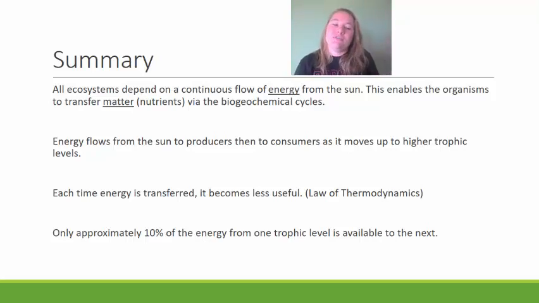So that energy flows from the sun to producers, then to consumers, and it moves up through the trophic levels. And each time energy is transferred, it actually becomes less useful. This is discussed pretty thoroughly in the laws of thermodynamics, and you should have learned about those in your past chemistry classes. And again, only about 10% of the energy is moved from one trophic level to the next. The rest, so about 90%, is actually just lost in that whole process.